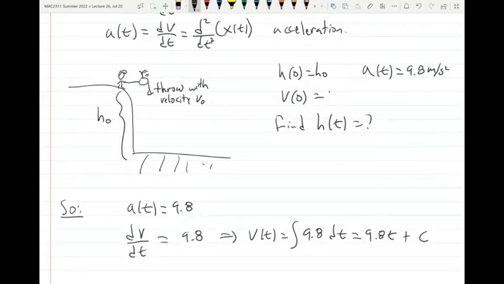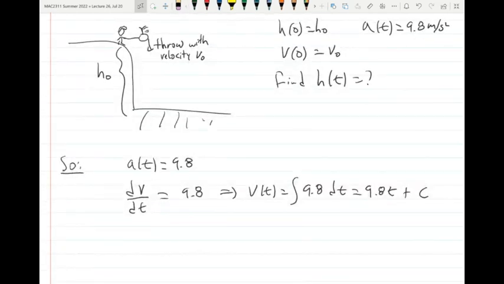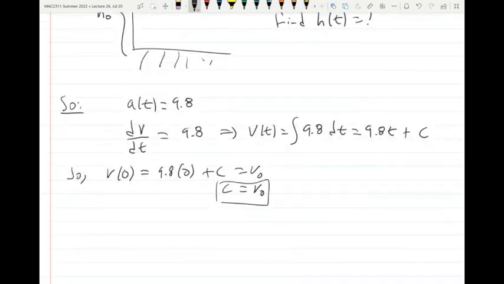So that means then the v of 0 is your initial velocity. So actually that c is our initial velocity, because if I plug in 0, that's going to be equal to 9.8 times 0 plus c. But on the other hand, I know that's my initial velocity. So c is v0. So we can now update our velocity function, which is 9.8t plus whatever the initial velocity was. Do you understand this so far?